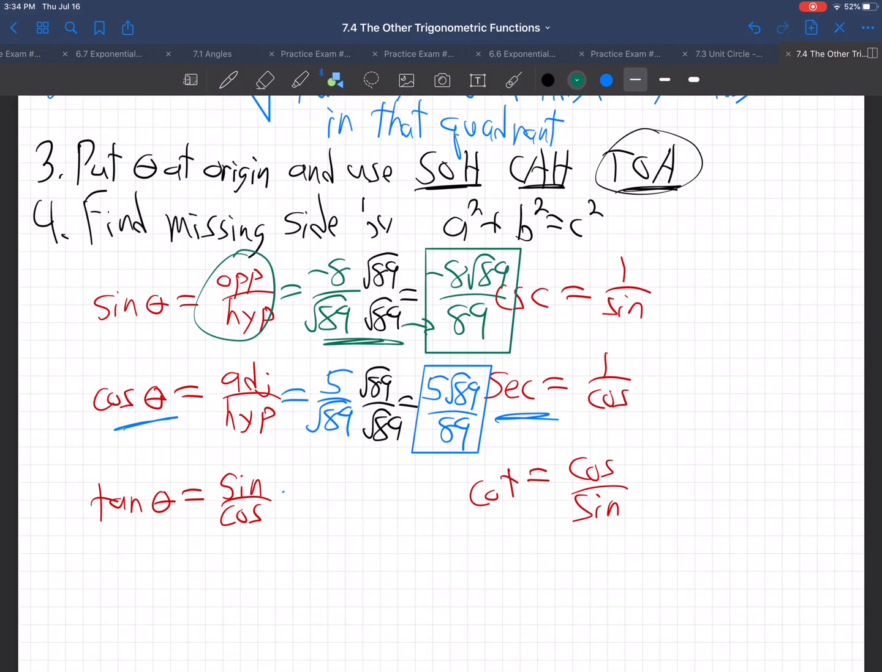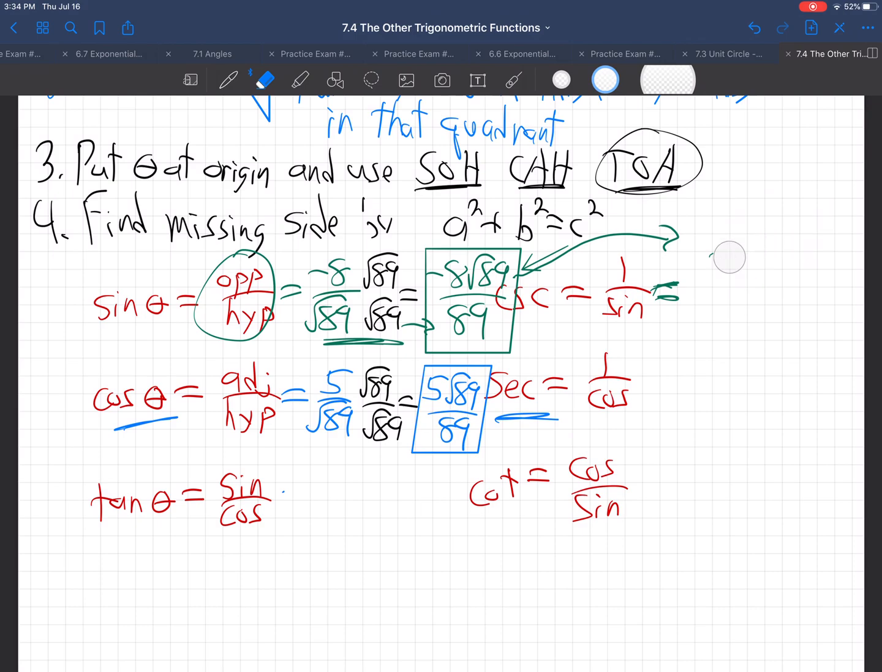Now cosecant, which is 1 over sine. So I just take the answer for sine right here and I flip it. Now let me show you a trick to make this easier. Let me do it the hard way. If I take this guy and I flip it, I'm going to get 89 over minus 8 root 89. And then I've got that root in the bottom, and I'm going to have to deal with that and multiply top and bottom by root 89 and all that.